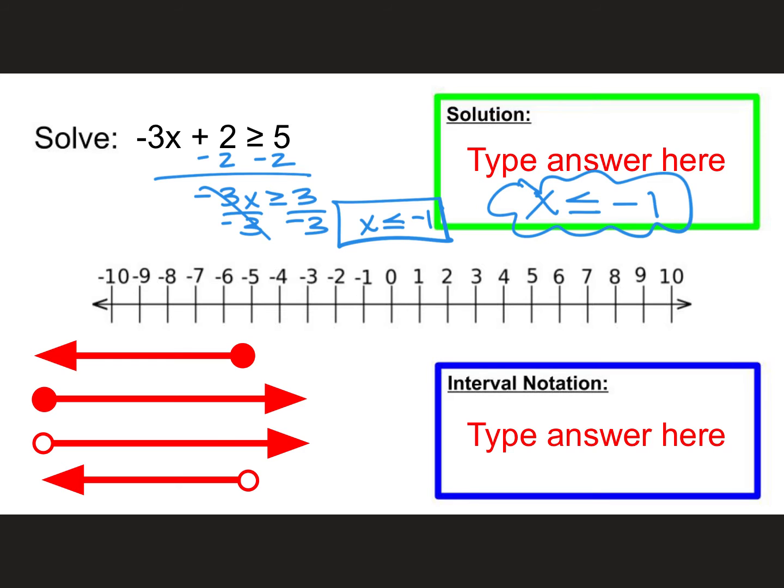For the graph, all you do is grab these things and place them where they would belong. So for us, it's going to be a closed circle at -1, and x is less than, so it would point to the left. So I would be grabbing this arrow right here and just dragging it over to the correct spot. The interval, which will make more sense once you take care of the graph, will be negative infinity to -1.